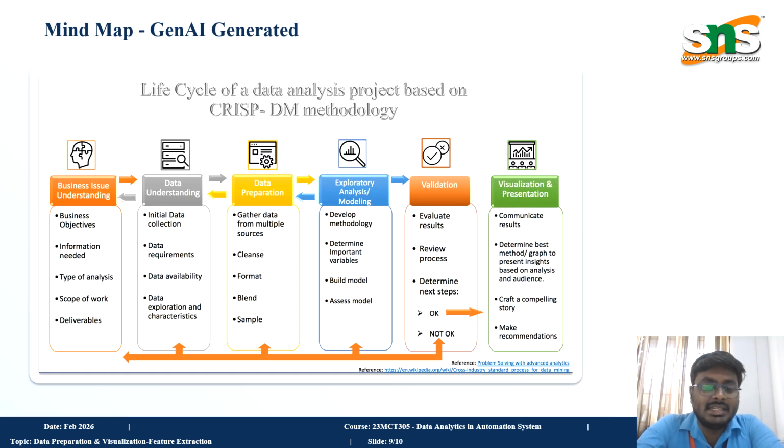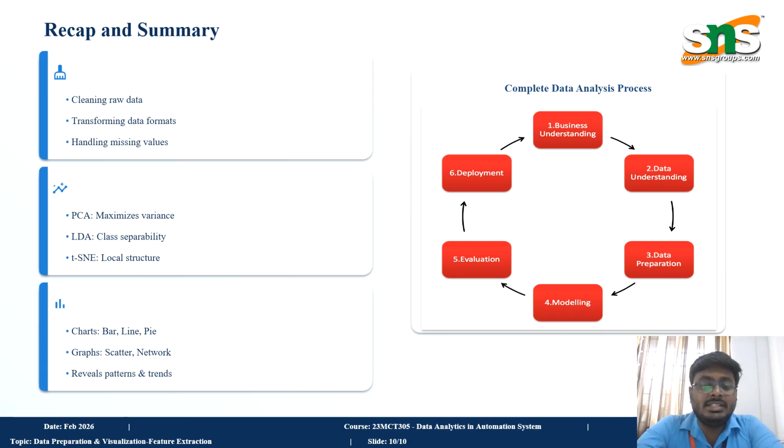So here's a Gen AI generated CRISP-DM methodology for the data analysis project lifecycle. It starts with the business understanding, moves to data understanding and preparation, then exploratory analysis, that is modeling, validation, and finally visualization and presentation. It's a great overview of how all this fits together. Use it as a reference. So, in recap, we clean and transform the data, handling the missing values, extract the features with PCA, LDA, t-SNE, and visualize using charts and graphs to reveal patterns. So, thank you.